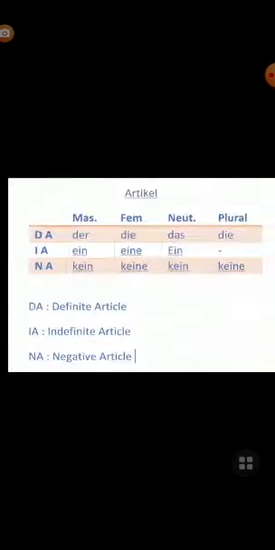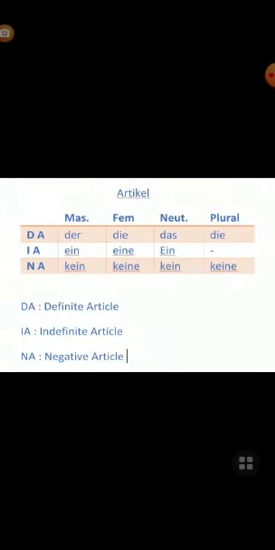And now articles. We have learned articles since I think class 5, and now some more things have been added here. Let's do them. So here, as I have mentioned below, DA stands for definite article, IA in short stands for indefinite article, and NA stands for negative article. MAS means masculine, FEM is feminine in short form, NEU is neutral, and plural is plural.